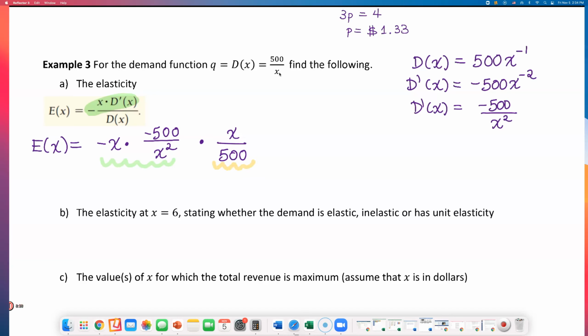And then I simplify this. So what's on top of the fraction? I will have negative x times negative 500 times x. That will be positive 500x squared. And in the bottom of the fraction, I will have 500x squared. So what is this? This is super cool. This is equal to just 1. Anything divided by itself is just 1. So e of x is simply 1.